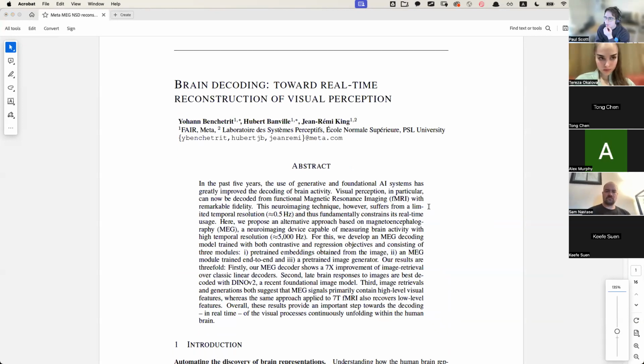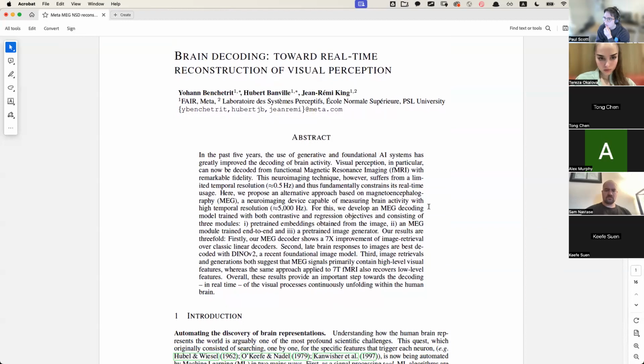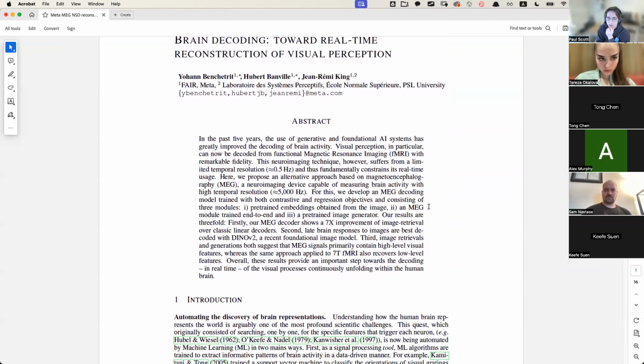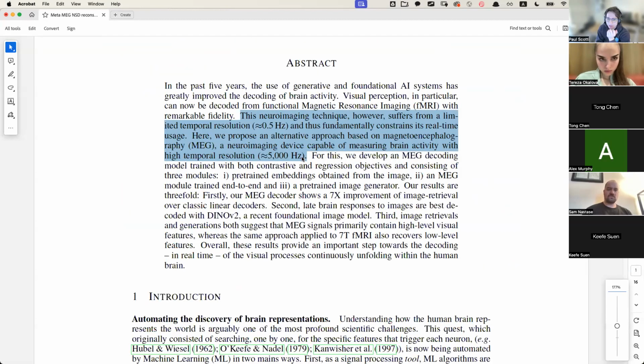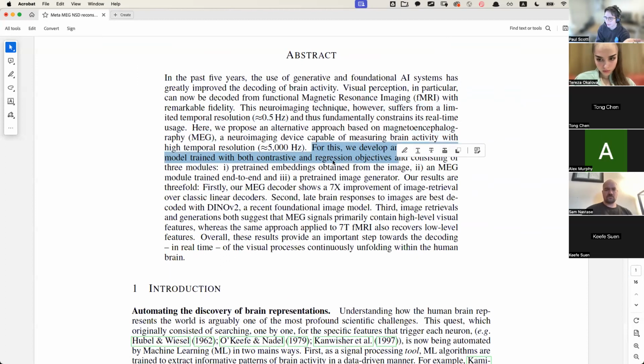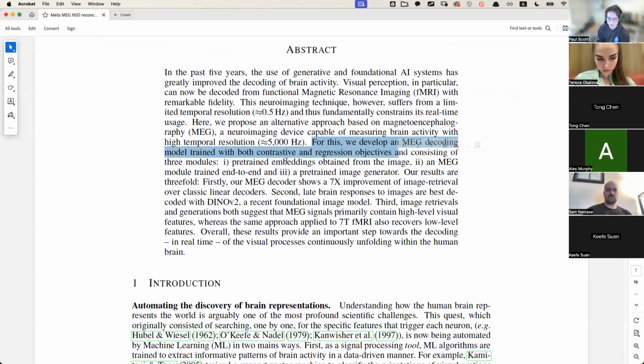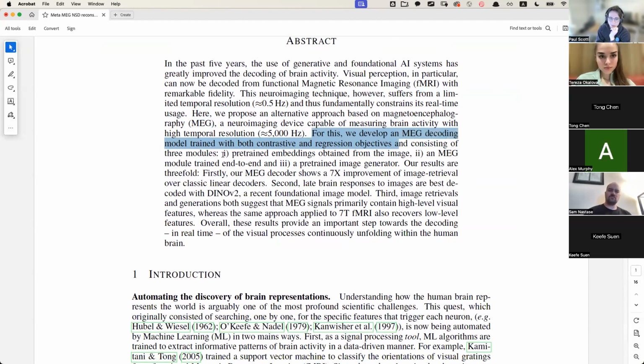So I'm just going to go through the paper, I think, and people interrupt whenever you have thoughts or comments for discussion. So the paper begins by highlighting this distinction that we already talked about. MEG has better temporal resolution. And then their idea is, can we get it to work with MEG, reconstructing and retrieving images using 3 modules, right?